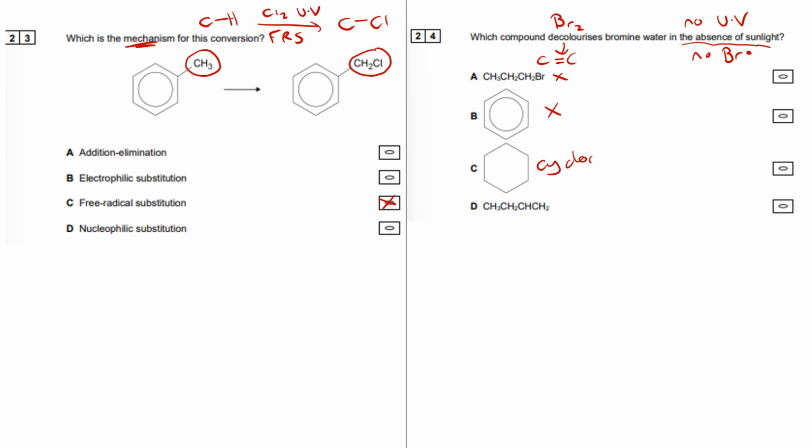C is a cycloalkane, there's no carbon-carbon double bonds. D, might help to draw this out, is indeed an alkene, as we can see from the last 2 carbons there. So you have a CH and you have a CH2, which means that those last 2 carbons must have a double bond in. Because they've got a double bond, they'll react with bromine water. The bromine water will go from orange to colourless.